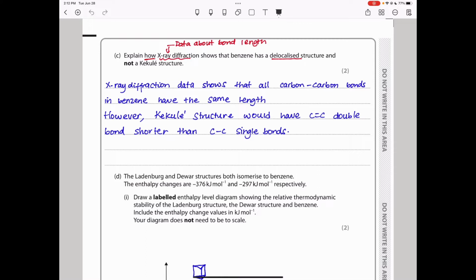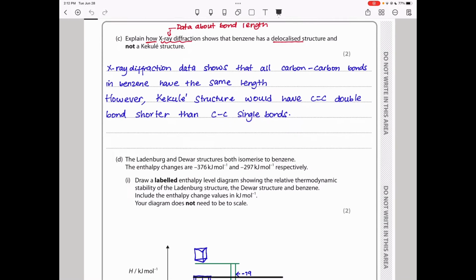However, I say X-ray diffraction data shows that all carbon-carbon bonds in benzene have the same length. In benzene, because there is delocalization, the carbon-carbon double bonds are not restricted in one position, but it's like there is a flip-flop all over. It means all the bonds are going to have the same length in benzene, while in the Kekulé structure, we would expect the carbon-carbon double bonds to be shorter than the carbon-carbon single bond. So that is the only difference between the two.